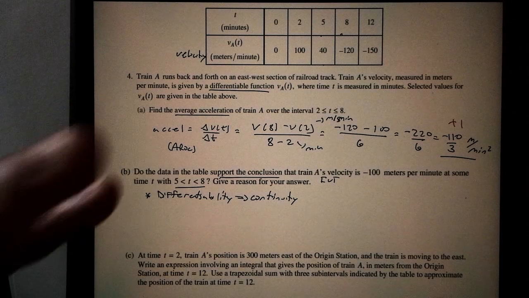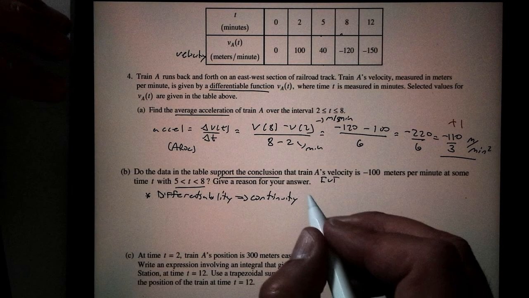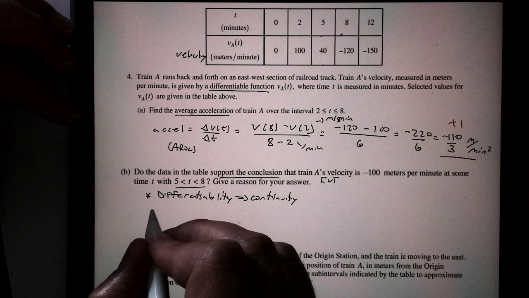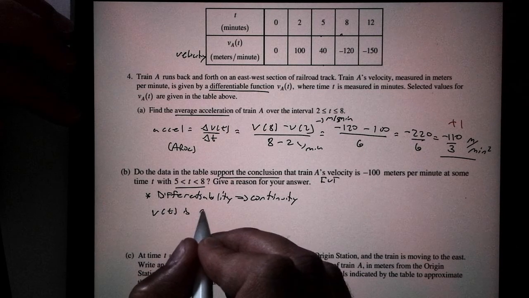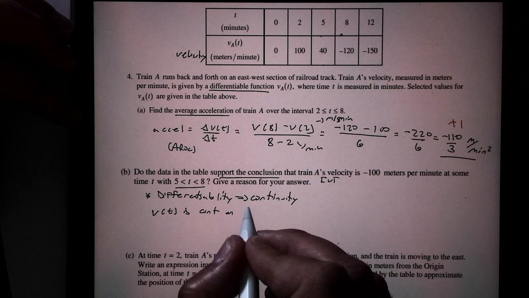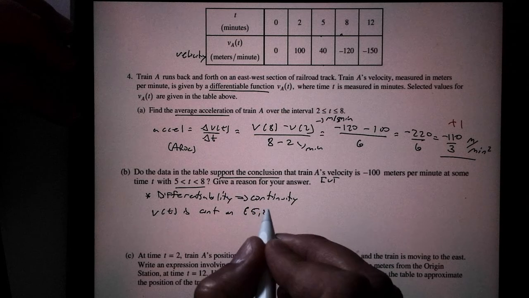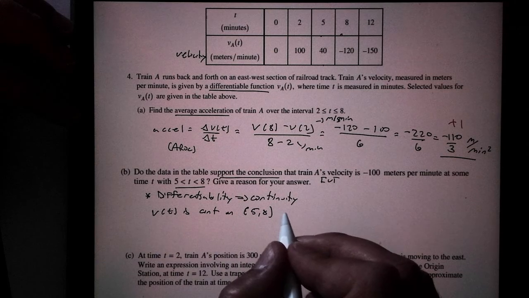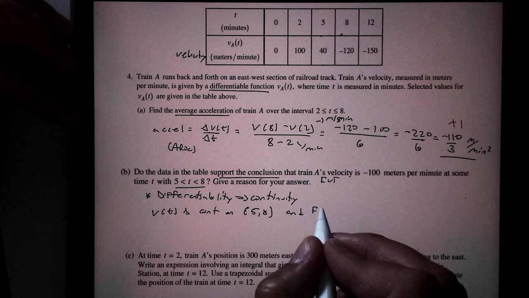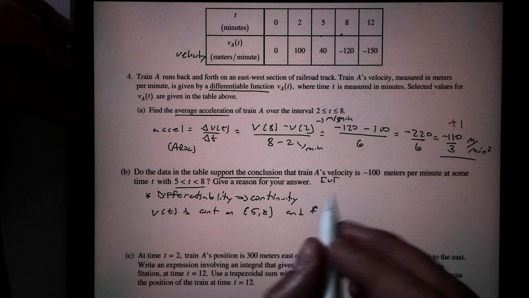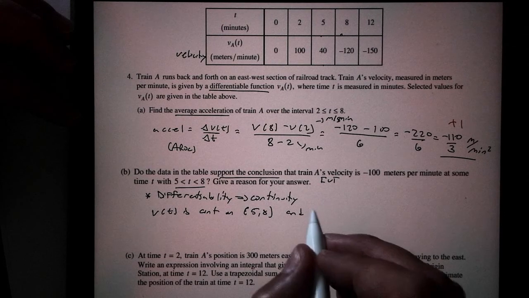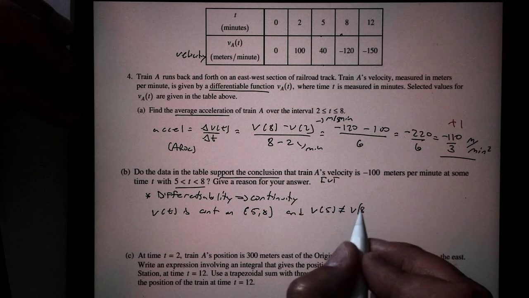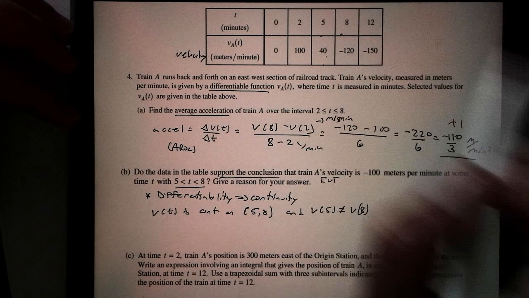So we're saying that the function is continuous on the interval. So we know that the function v of t is continuous on the interval 5 to 8. And we also know that the value at 5, or I should say v of 5, does not equal v of 8. They don't. 5 is 40, 8 is negative 120.